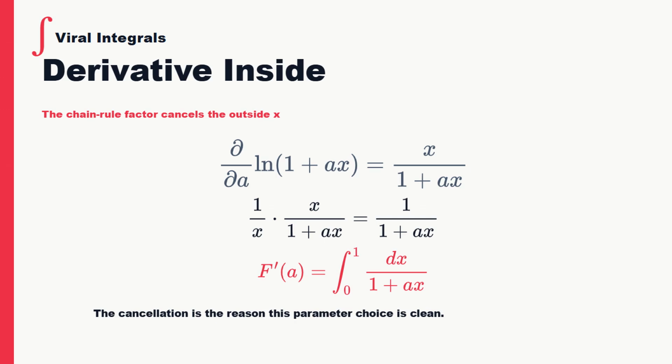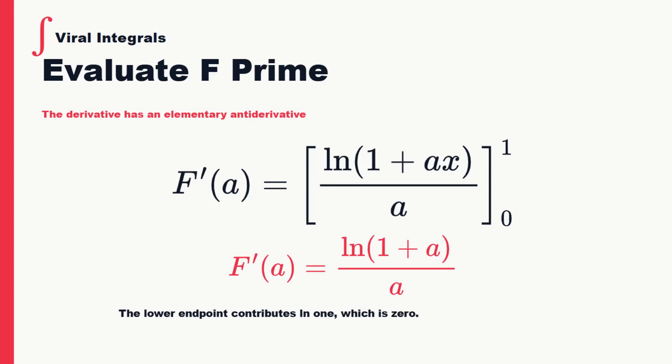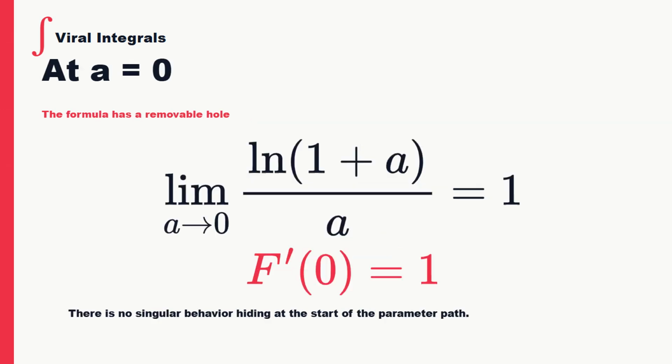And we will just note that 1 over x times that is just going to be 1 over 1 plus ax. So F prime of a is just that integral right there, the integral from 0 to 1 of 1 over 1 plus ax dx. And now we just evaluate that integral, and we find that F prime of a is equal to natural log 1 plus a over a.